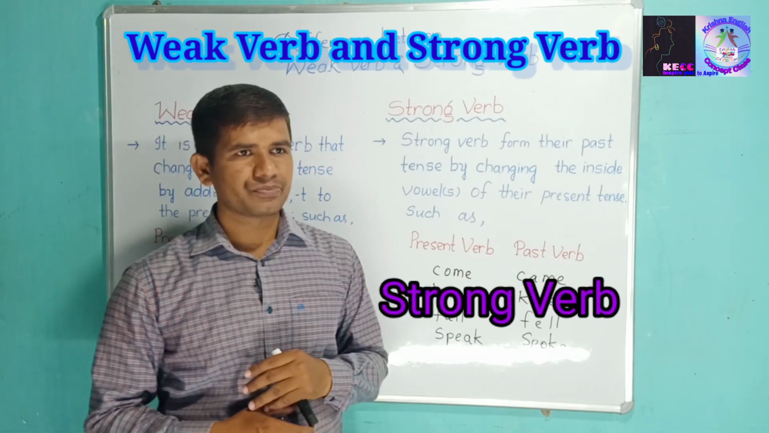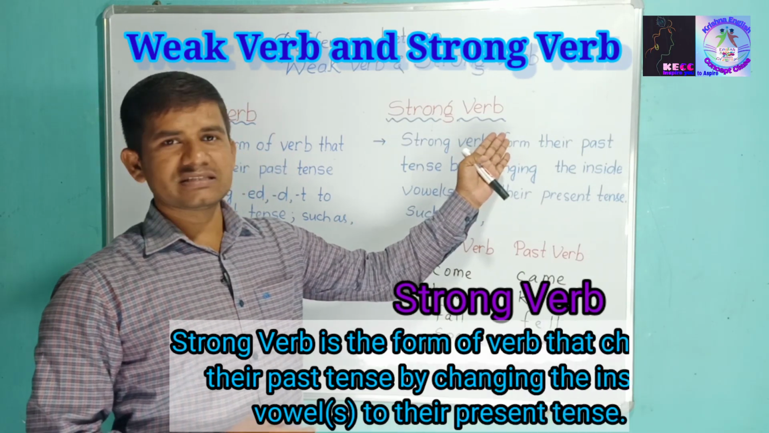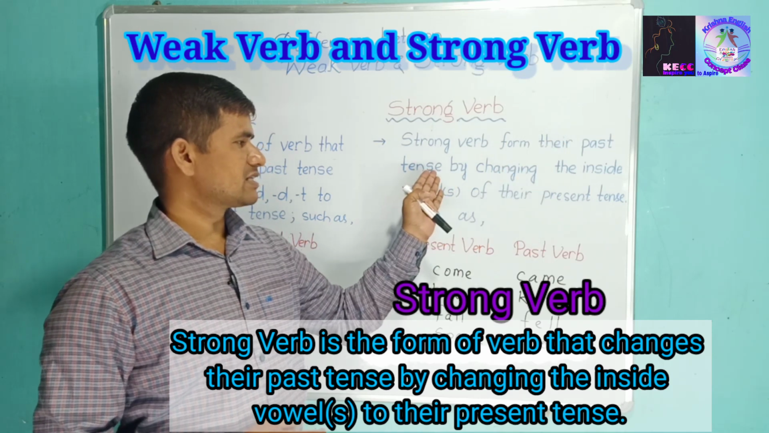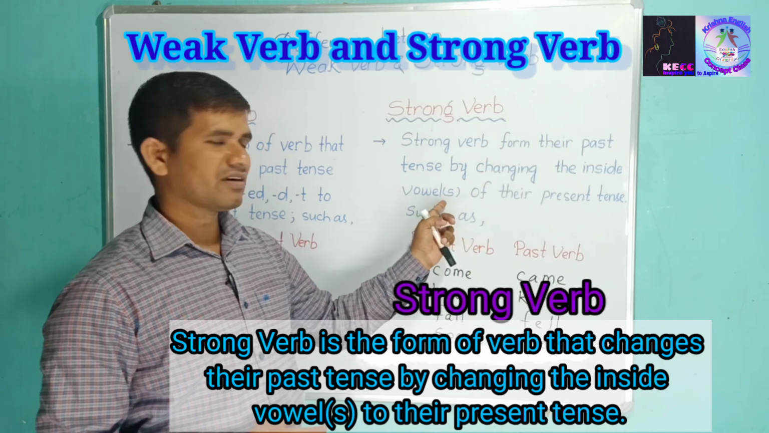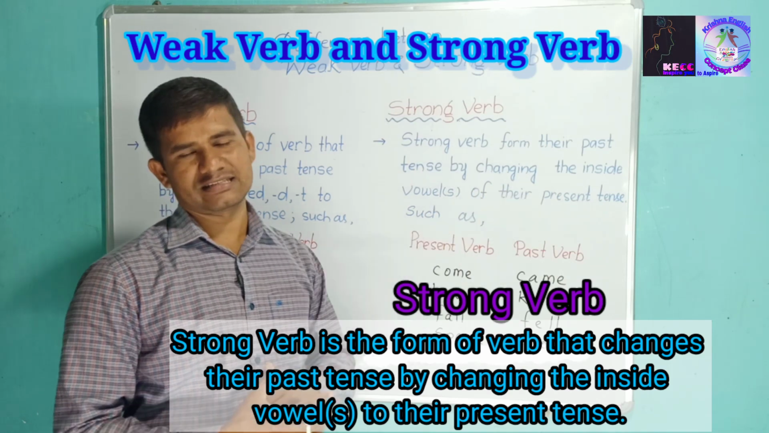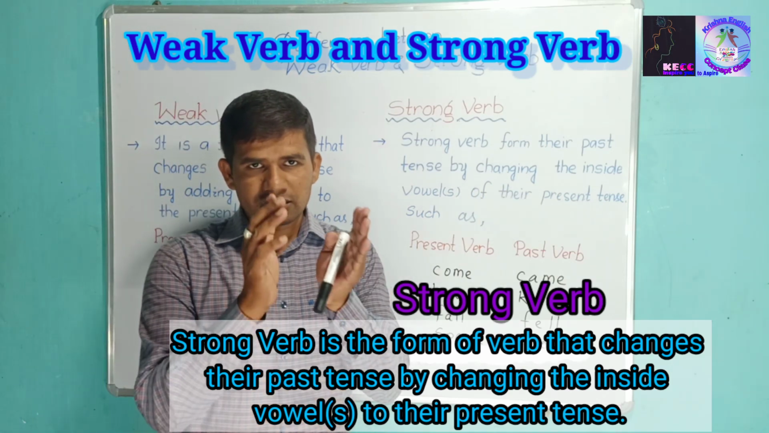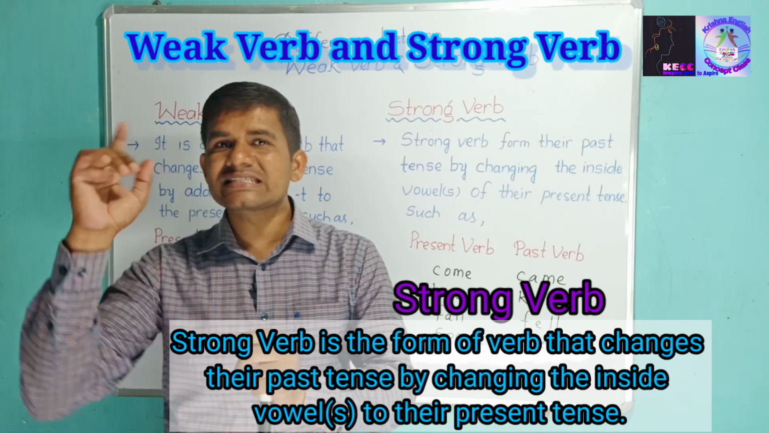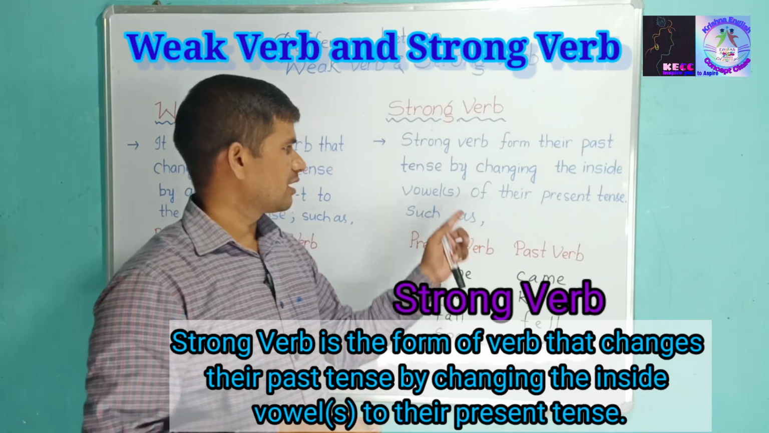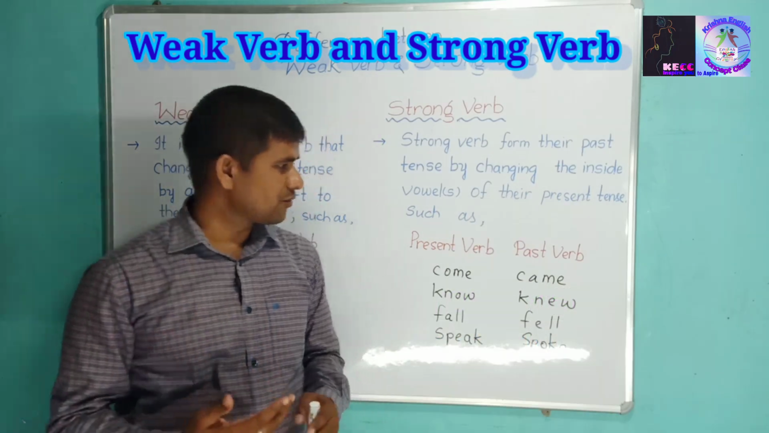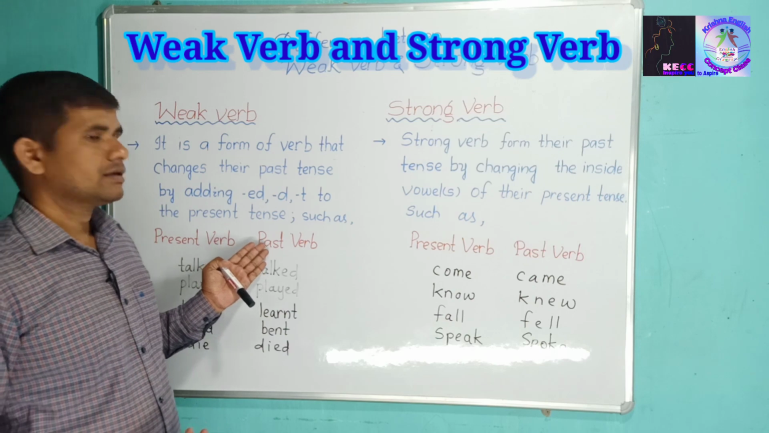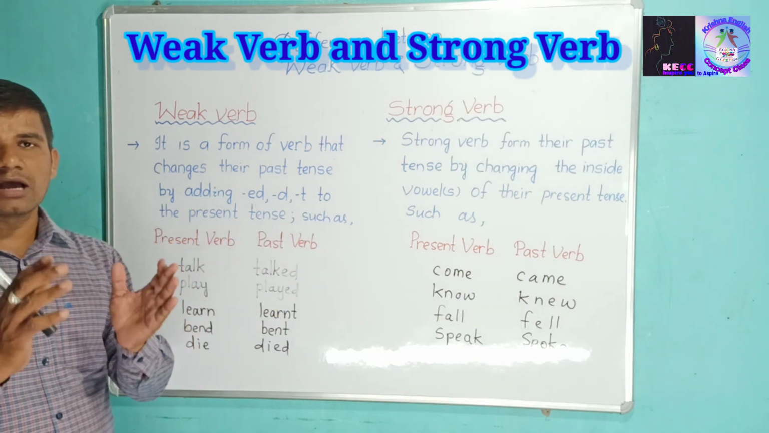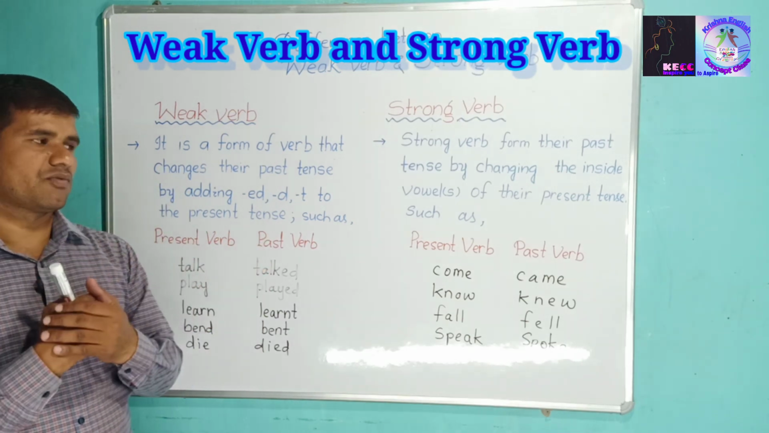Whereas a strong verb is a form of verb that changes its past tense by changing the inside vowel or vowels of the present tense. It means the inside vowel of the past tense will change from the present tense. Let's see which words are weak verbs and which are strong verbs, and how to identify them.